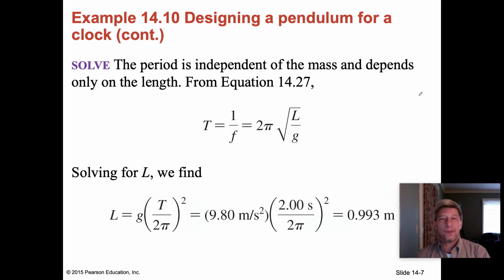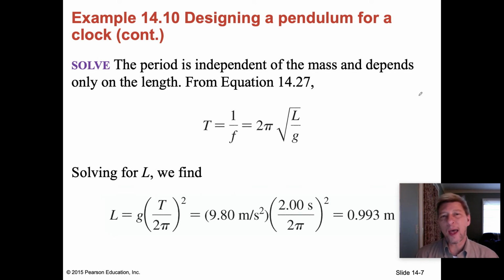Now, the period, again, is independent of mass. So it doesn't matter how heavy the bob is, and it depends only on the length. And we know that the period is equal to 1 over the frequency, which is equal to 2 pi times the square root of the length divided by the acceleration of gravity. If we rearrange this equation for L, we find that L is going to equal the acceleration of gravity times the quantity period over 2 pi, squared. So plug and chug here, and we end up with the length of the pendulum to be 0.993 meters. And so there's your grandfather clock.